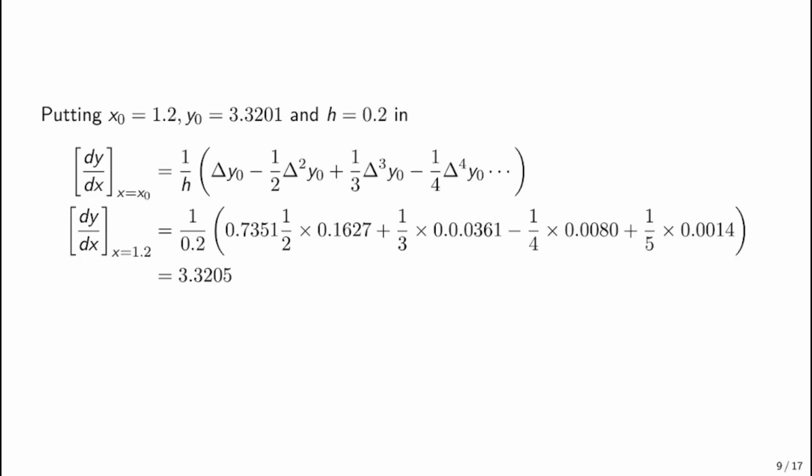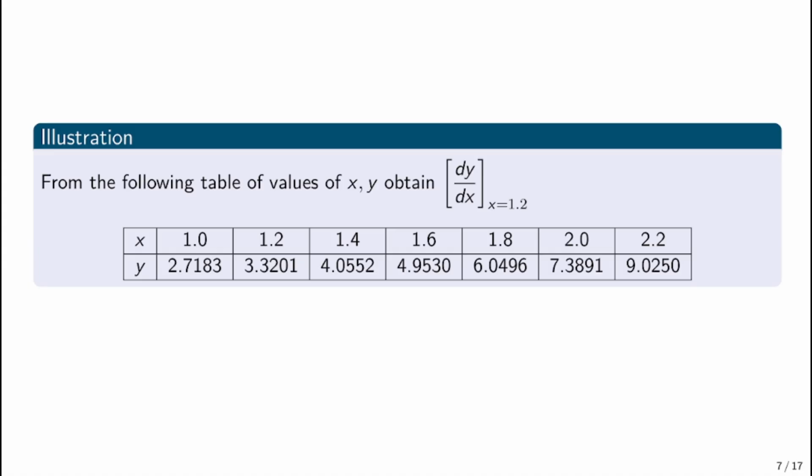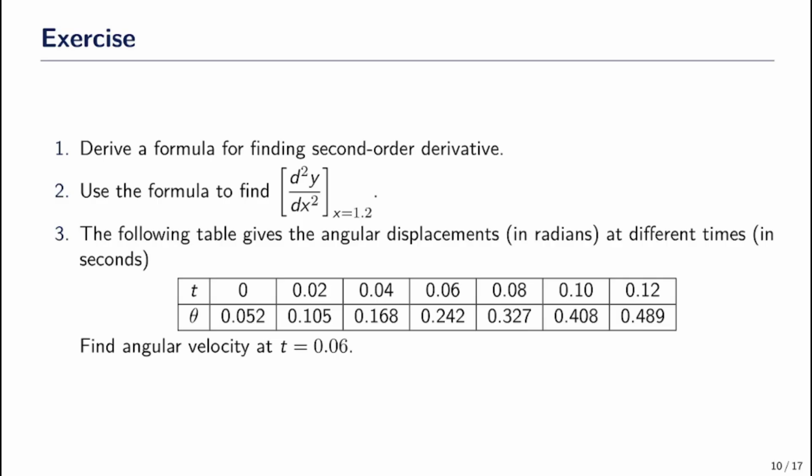From the previous problem, here you have calculated dy by dx at 1.2. Use the same data to calculate d square y by dx square at 1.2. Now the third problem: at different times t in seconds, angular displacements in radians are given. You are supposed to find the angular velocity at t equal to 0.06.